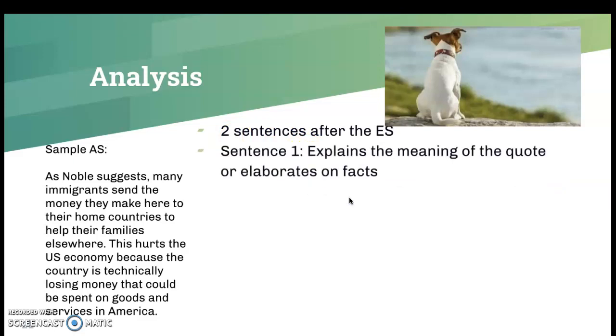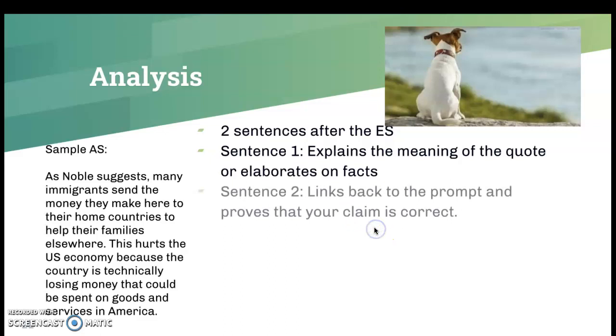Sentence 1 is going to explain the meaning of the quote or elaborate on the facts that the quote presents. It should not restate word for word what the quote said, but it should put it into your own words, kind of give some background, give some more detail to the audience. Sentence 2 is always going to link back to the prompt itself and prove that your main claim is correct. So this is where you're really saying, this quote proves I'm right. This quote proves deportation or amnesty is the best because blah, blah, blah, right?